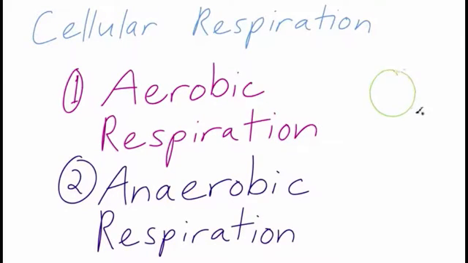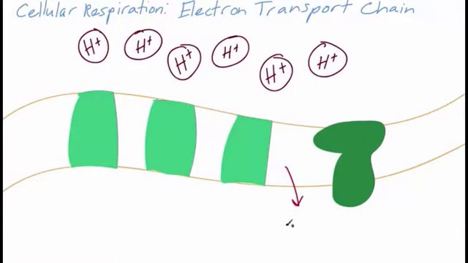Aerobic means that oxygen is involved in the process in some way. Anaerobic means just the opposite. Oxygen is absent from the process. The two processes are very similar. They only differ in the final step of respiration, the electron transport chain.